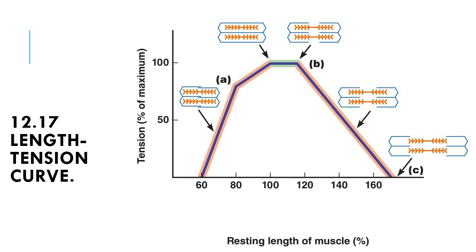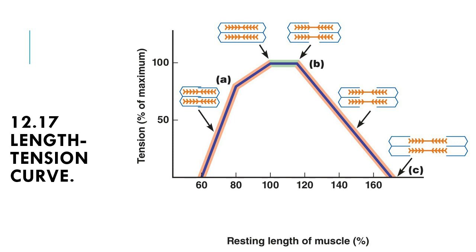If you look at the image at the top, the thin filaments are shown in blue, the thick filaments in the orangey bar, and you can see that ideal overlapping. When there is a maximal overlap between the thin and thick filaments, that's when you can max out the tension generated.